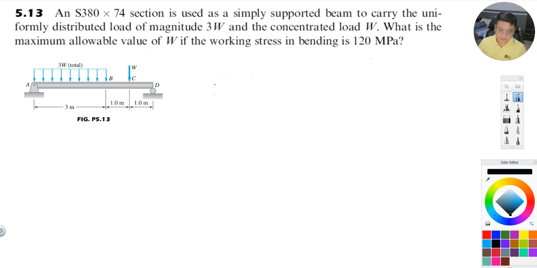Okay, so let's have this problem. An S380 by 74 section is used as a simply supported beam to carry the uniformly distributed load of magnitude 3W and concentrated W. What is the maximum allowable value of W if the working stress in bending is 120 megapascal?